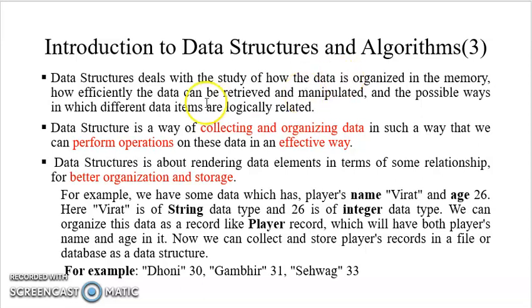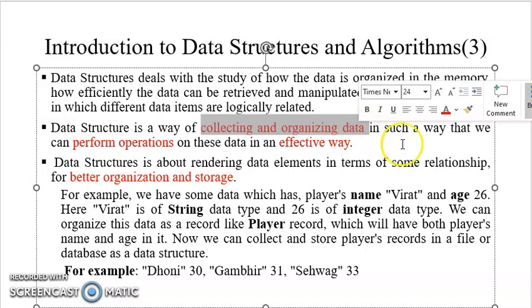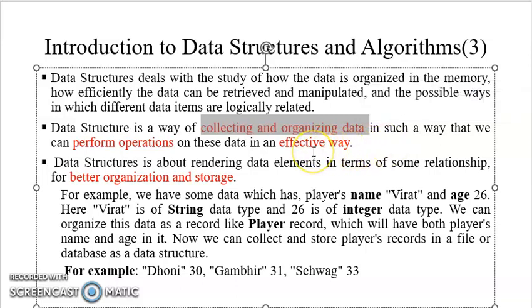So data structure is a way of collecting and organizing data in such a way that we can perform operations on these data in an effective manner. Assume data which is organized is much easier to retrieve and manipulate. That's why we have to organize the data when we are storing it on the machine. Data organization is very important.